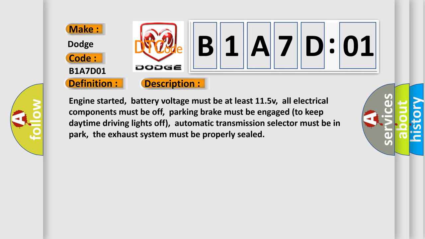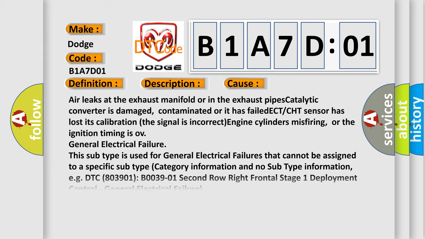Engine started, battery voltage must be at least 11.5 V, all electrical components must be off, parking brake must be engaged, daytime driving lights off, automatic transmission selector must be in park, the exhaust system must be properly sealed. This diagnostic error occurs most often in these cases: air leaks at the exhaust manifold or in the exhaust pipes, catalytic converter is damaged, contaminated, or has failed, ECT or CHT sensor has lost its calibration, the signal is incorrect, engine cylinders misfiring, or the ignition timing is off.